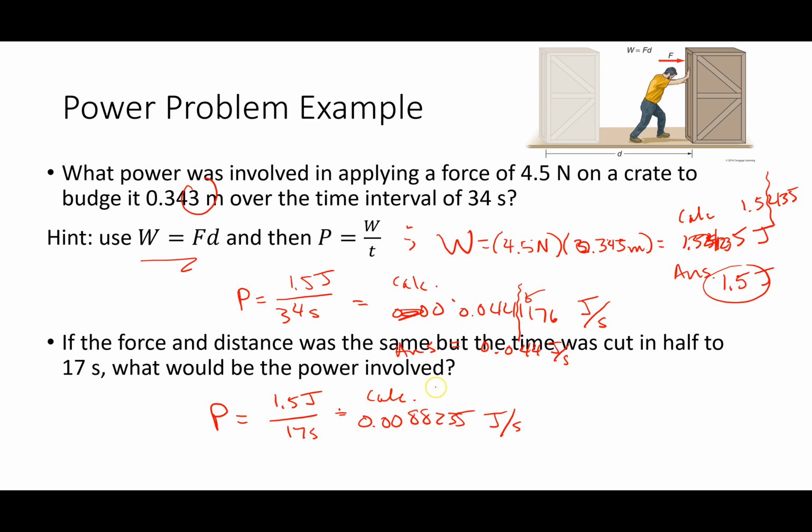I'm going to go with 2 digits, so I'm going to truncate it right here. Oh, sorry, thank you, I have one too many zeros. So the answer is going to be 0.088 joules per second or watts. Same difference. So we doubled our power by halving our time.